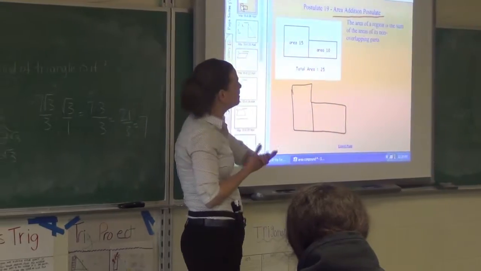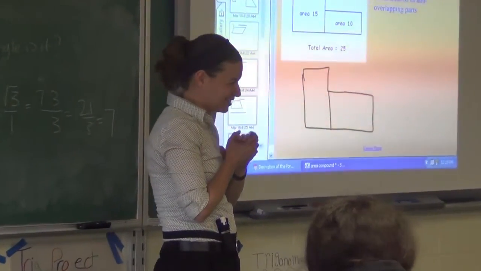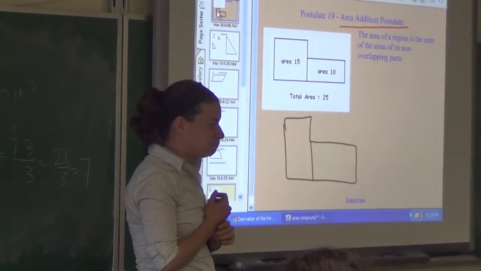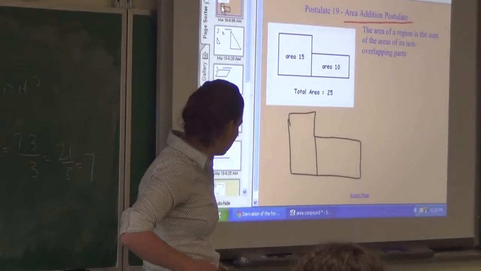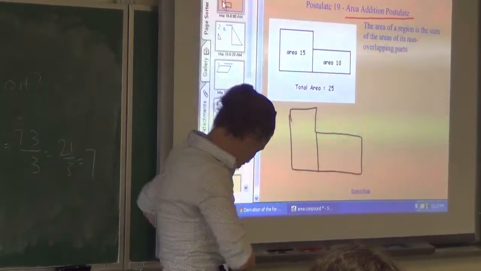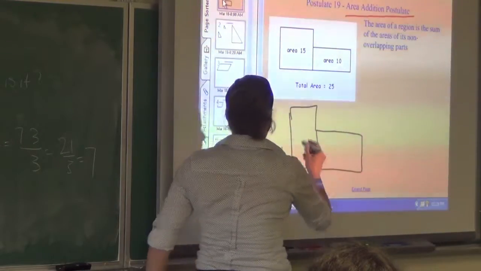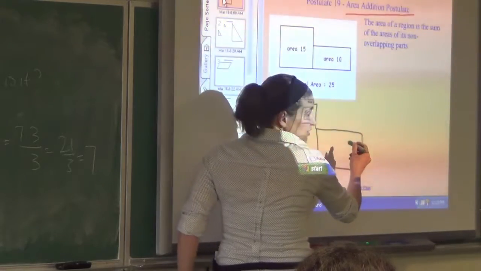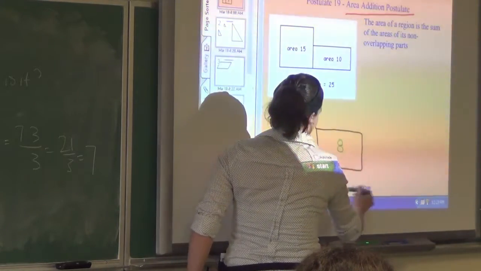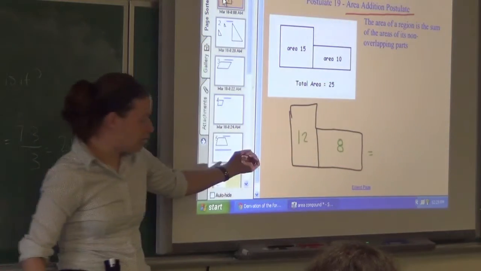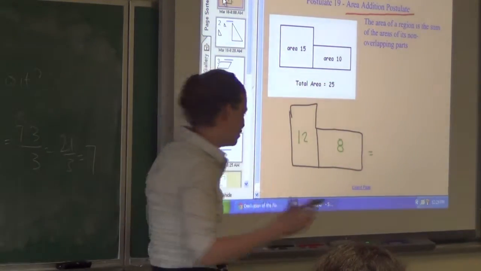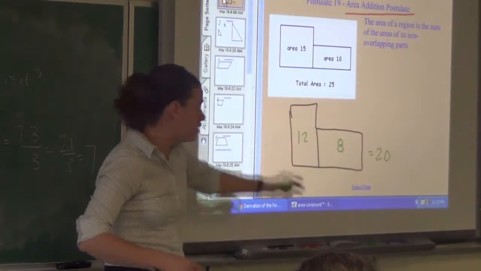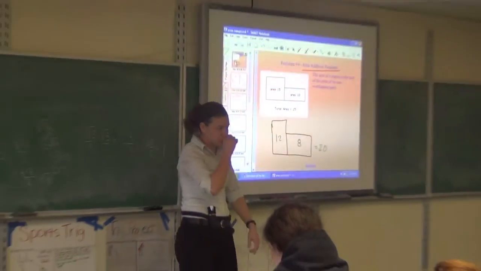Excellent. Questions on area addition postulate? So if I change it, because I sort of flipped our object upside down, and I say that this area is 12 and this area is 8, what would the total area of that shape be? 20. I'm just adding the different parts together. Yes. Good. Should we write this down? So you want a picture to go with your postulate? Either this picture or this picture. Yes.